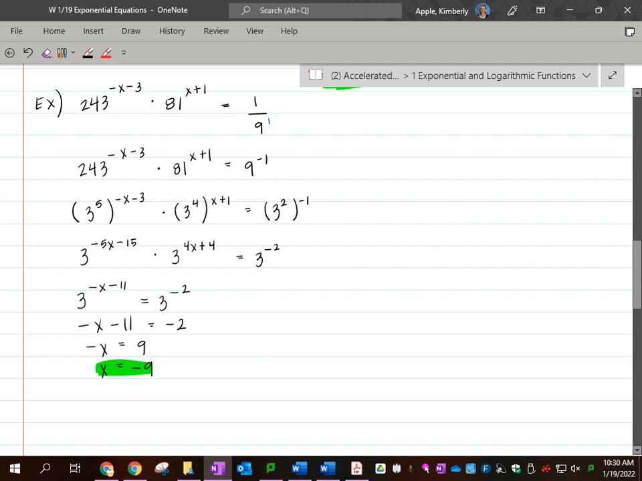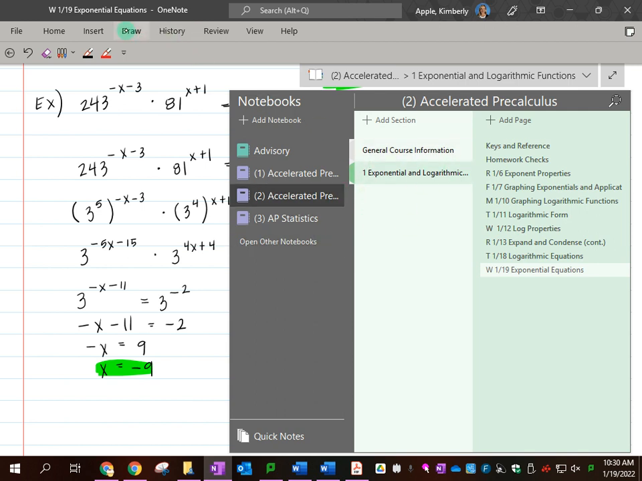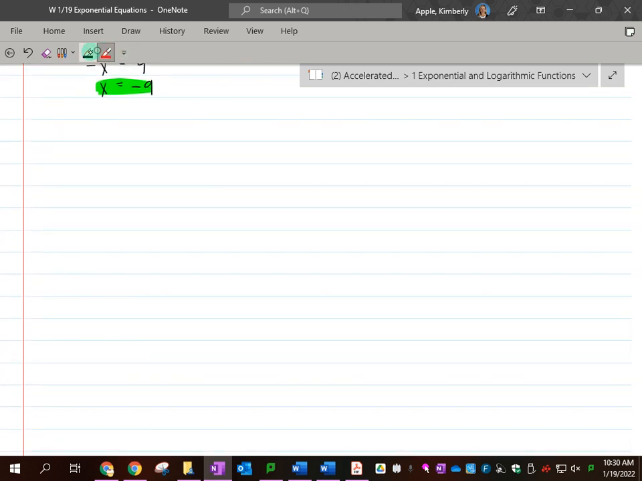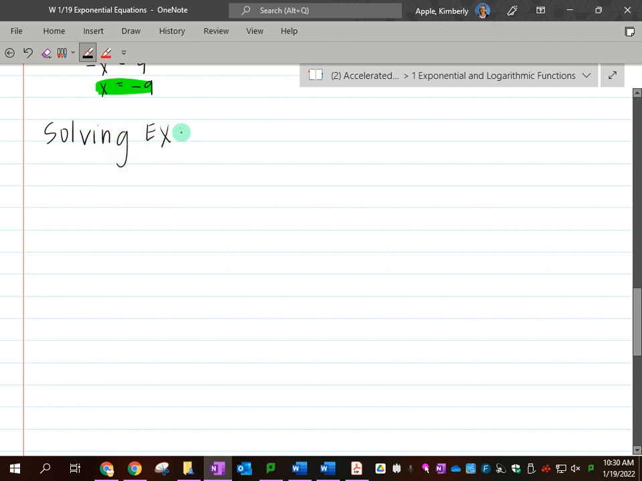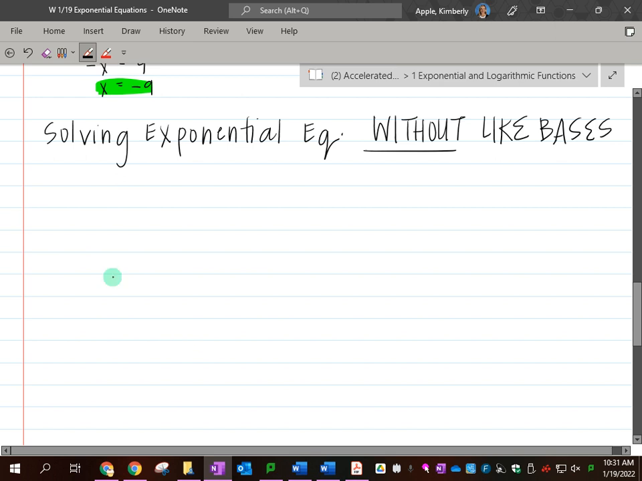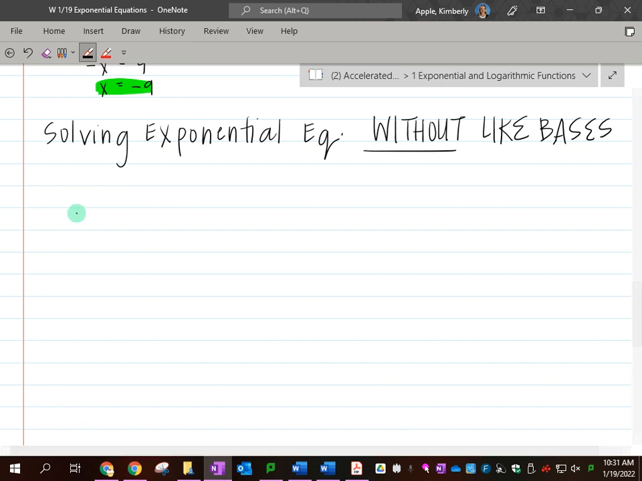All right, last subheading of the day. This one is solving exponential equations without like bases. This is a new trick, but it works the same every single time, which is usually comforting.